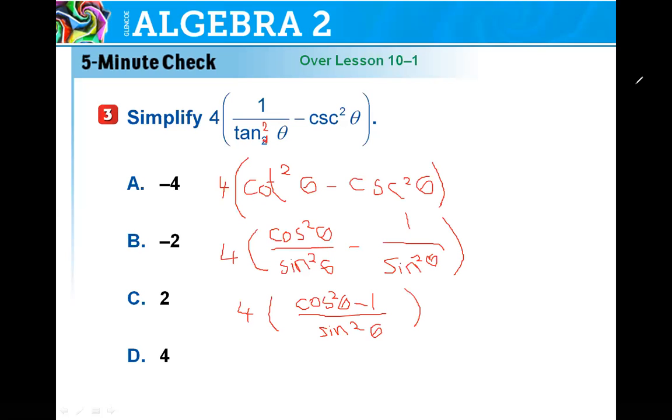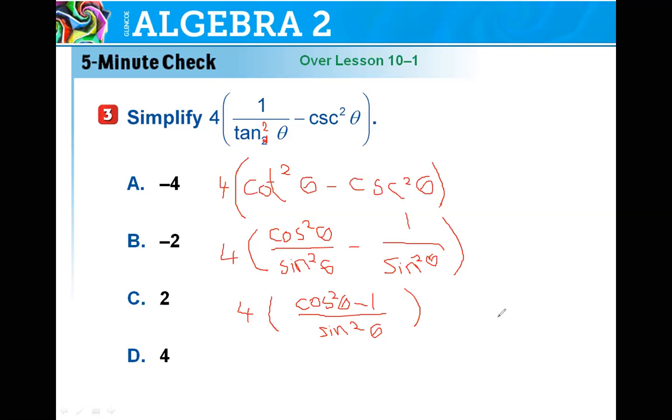Amir, complete with me. What shall we do after that? We should use the distributive property. No, before the distributive property, what is the value of cosine squared theta minus 1?